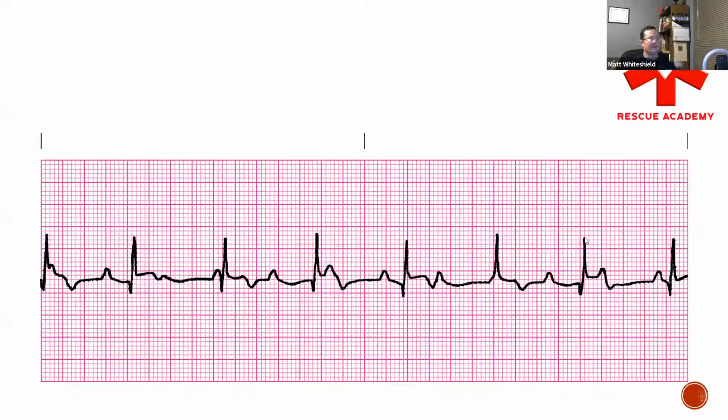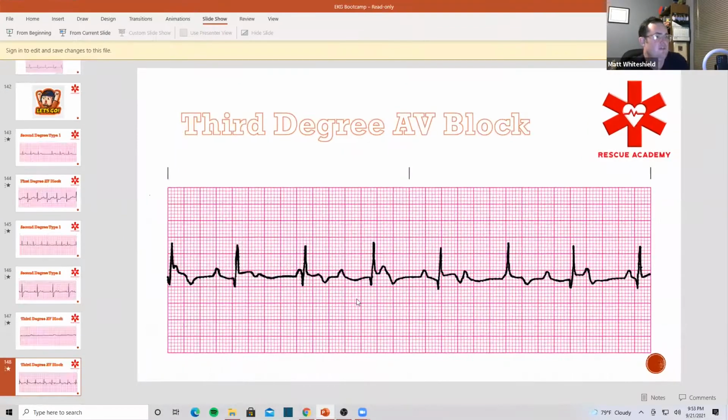Let's see what we got here. Funky looking beat. Careful, man. Some of you guys jump right on first degree. Look at this beat right here. I don't even know. Are you guys even able to see my cursor? I'm like swinging my cursor all over the place. Look at this beat right here.